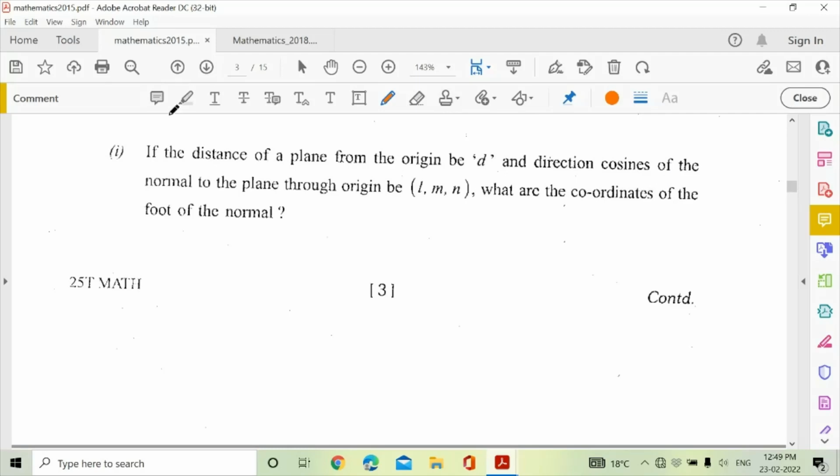If the distance of a plane from the origin is d and the direction cosines of the normal to the plane are l, m, n, what are the coordinates of the foot of the normal? Normal means perpendicular. So this one is ld, md, nd. If the distance of the plane from the origin is given and the direction cosines of the normal, the coordinates of the foot of the normal can be found.